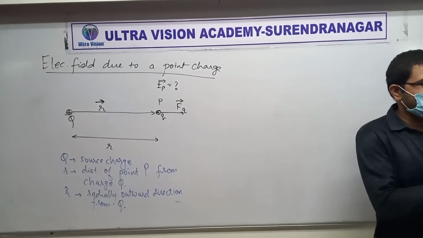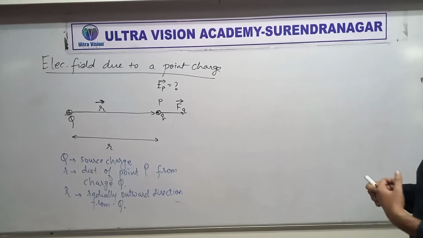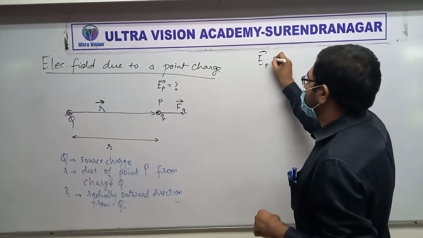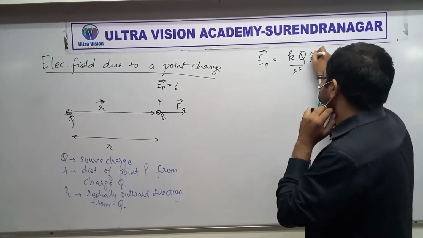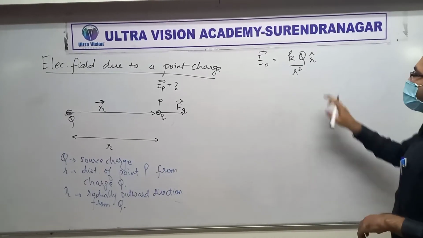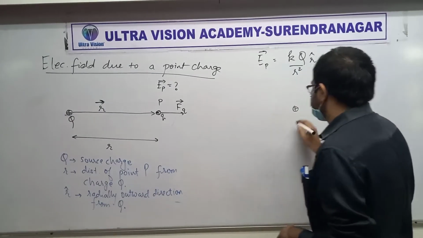Now let's try to draw a simple diagram of whatever we have written. So let's put the formula back again. Electric field due to a point charge. Remember, it's only due to a point charge. Later on we'll have some other formulas which are not for a point charge. Now suppose here is the point charge Q.